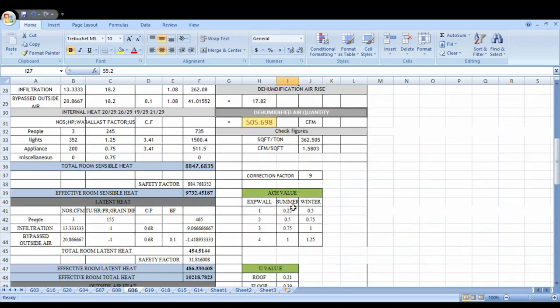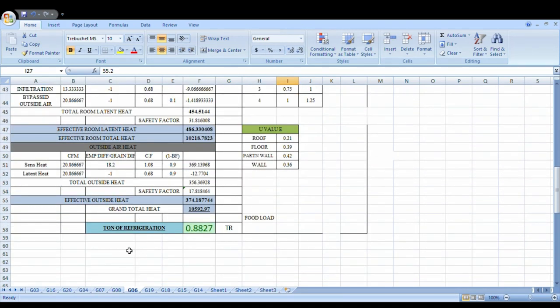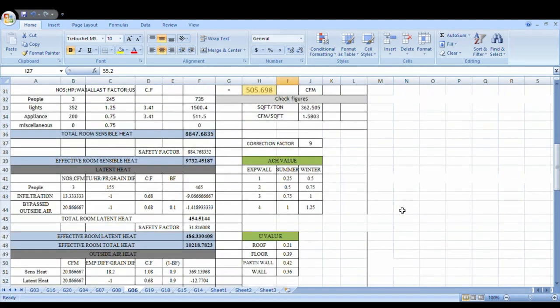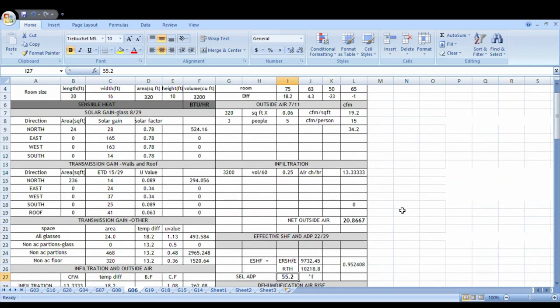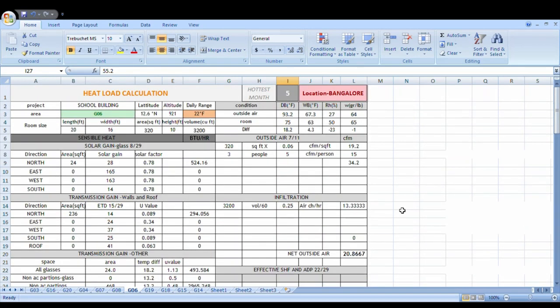So our final ton of refrigeration is 0.8827 tons. Okay. So this completes our heat load calculation.